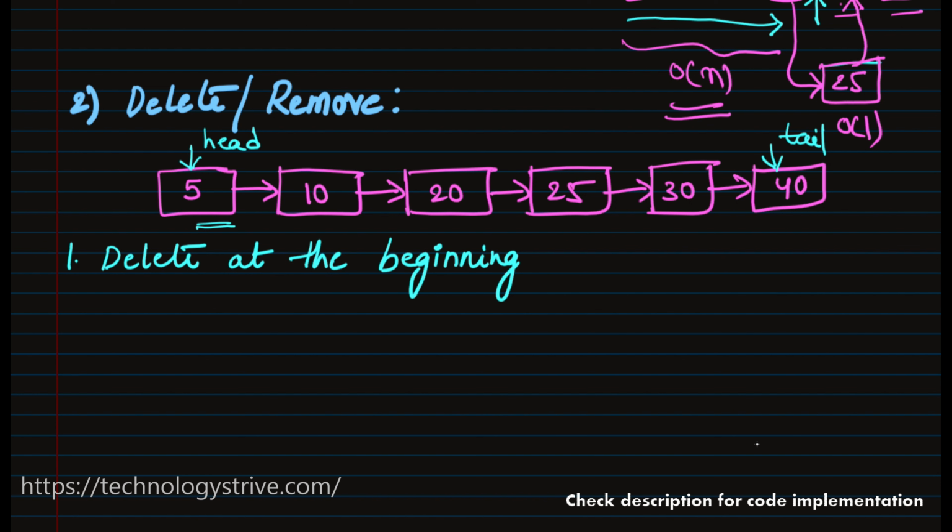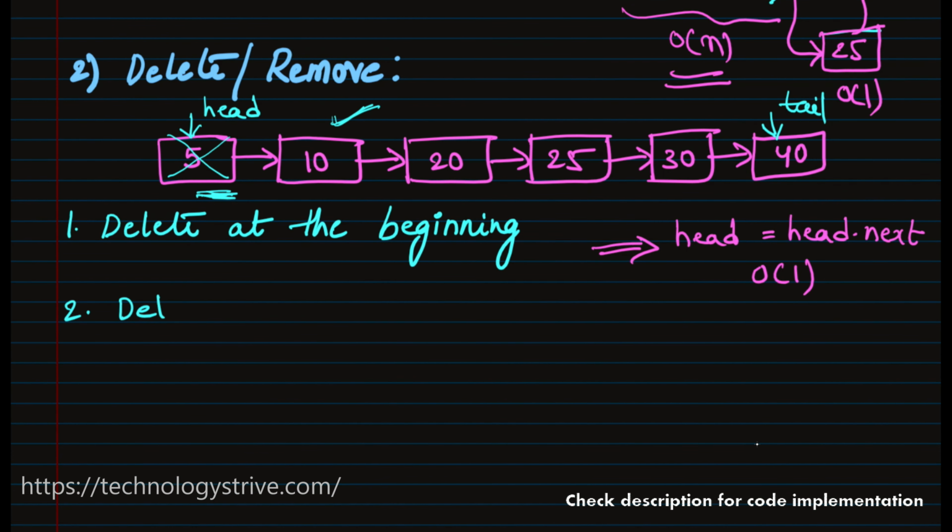This is the first element, right? If I delete this element, the next one has to become my first element, the head node. How will we do it? The head pointer we simply update to the next element, which means this node is deleted. It is just a one line operation: head equals head dot next. So the time complexity is again order of 1 only.